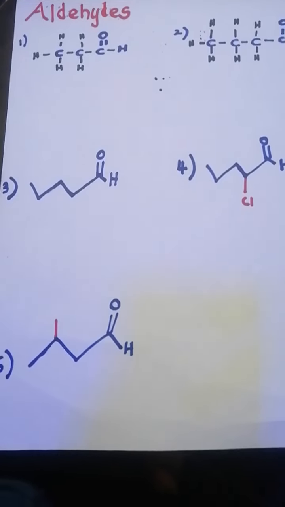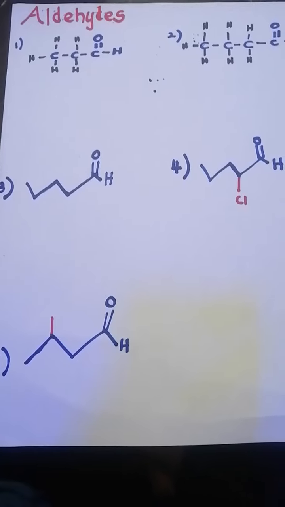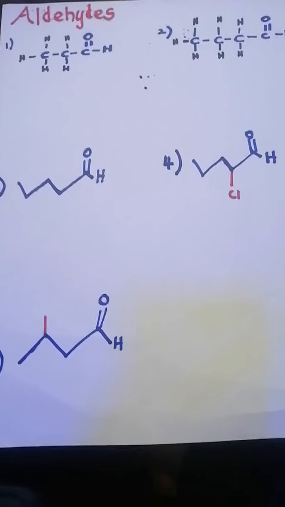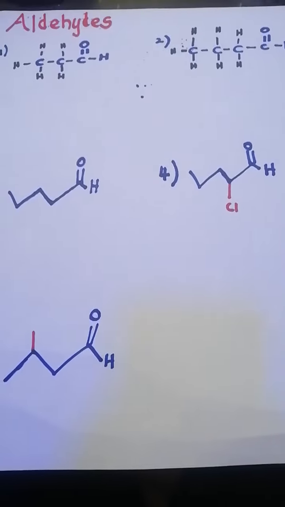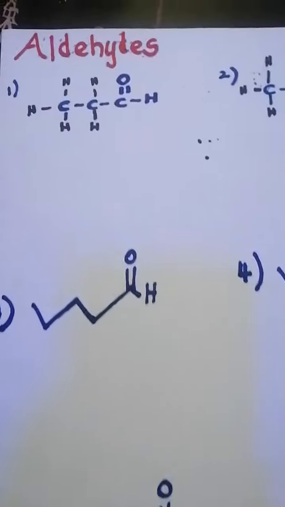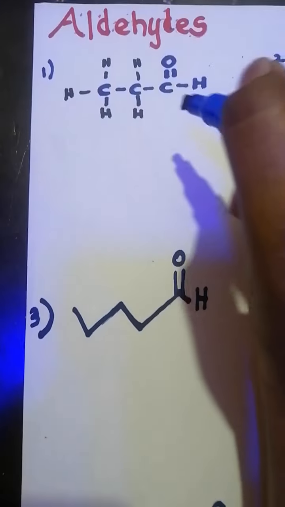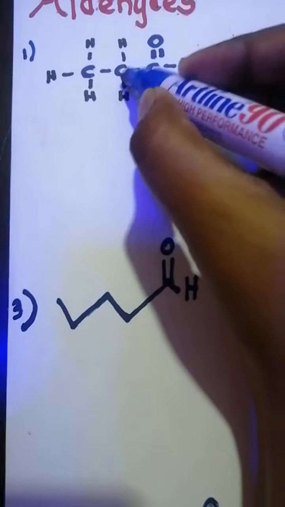Hi everyone. So today let's take a look at the IUPAC nomenclature for the aldehyde and also the ketones. So first let's start with the first question where we can see that it has 3 carbon.